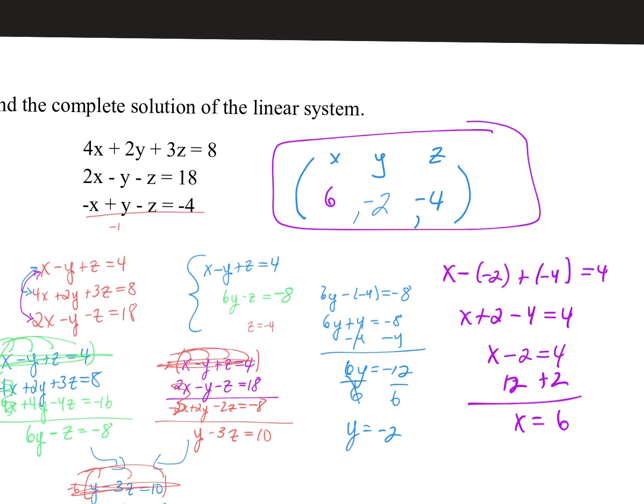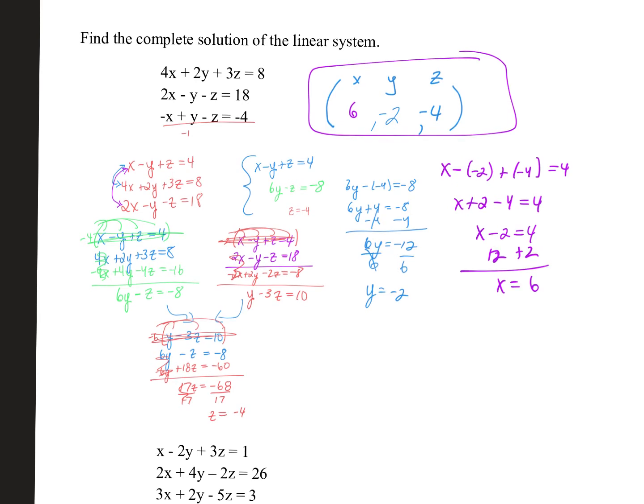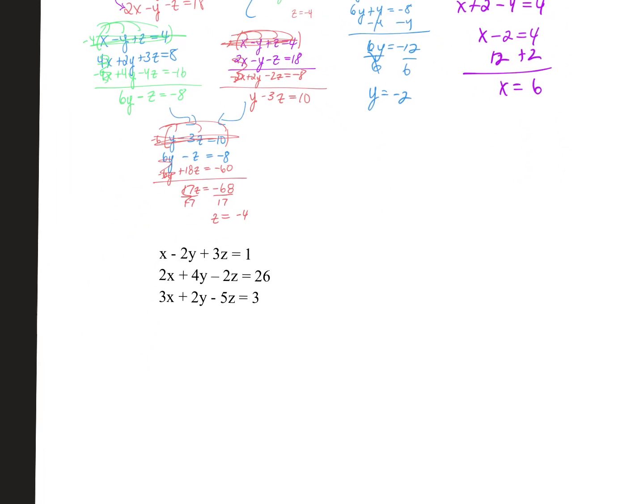And then I'm going to check the last one. I have a negative x, which is negative 6, plus y, which is negative 2, minus z, which is negative 4. And when I hit enter, I should get out negative 4, and I do. So I just took 30 seconds to check that my ordered triple was correct. You guys with me, everybody? That makes sense? All right, let's do the next one.